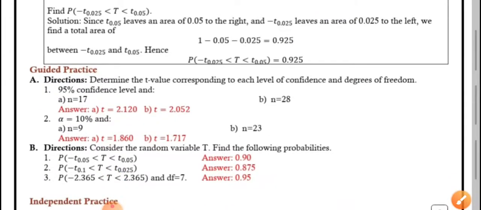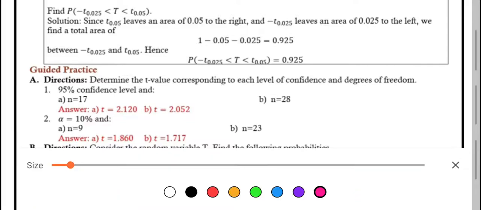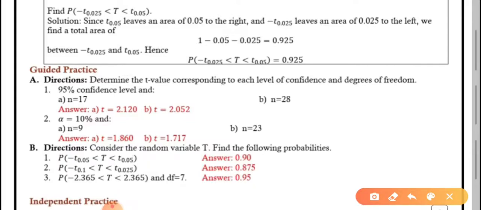So determine the t corresponding to each level of confidence and degrees of freedom. 95% confidence level and n is equal to 17. So first, we have n is equal to 17. Its degrees of freedom will be 16, right? n minus 1. In here, we have degrees of freedom is 27.